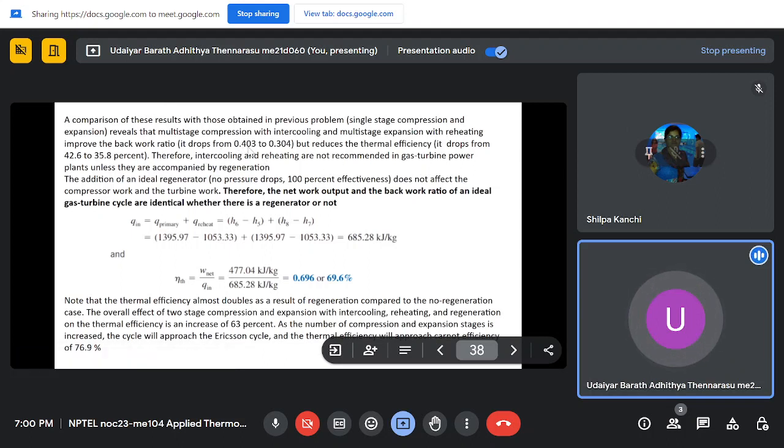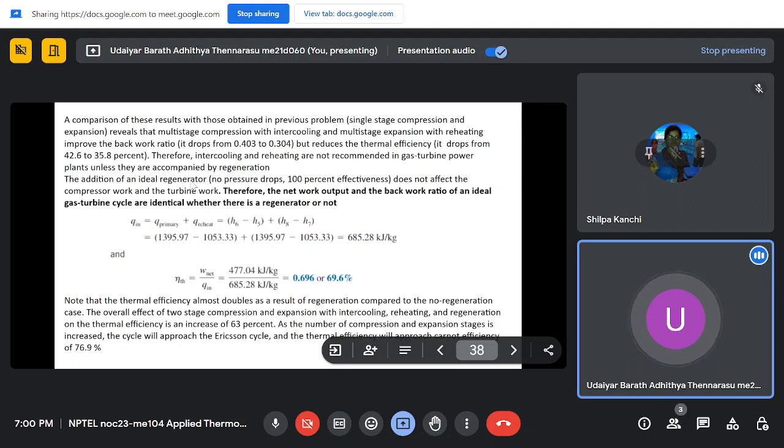So sorry, thermal efficiency reduces from 42.6% to 35.8%, and back work ratio is also reduced. So if you see previously in a single stage turbine, 40% of the turbine work was utilized in the compressor. Now that has reduced to 30%. So there is a saving in work which is generated, but your thermal efficiency is reduced. You are compromising in thermal efficiency, but you are producing more work. That's what is happening when you are using an intercooler and a reheater.